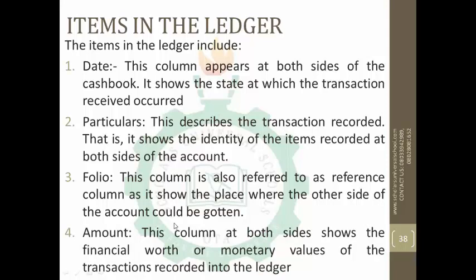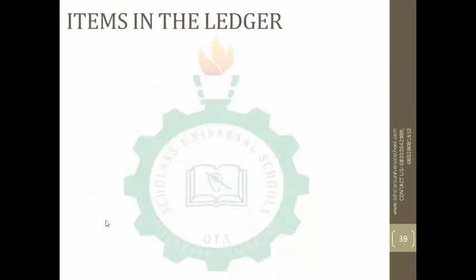And lastly, we have the amount section, and this column at both sides shows the financial worth or monetary value of the transaction recorded in the ledger. Okay, you have made a payment of 35,000 naira as your tuition. So definitely, I'm saying, okay, 3rd of June, particulars, tuition, folio, receipt number 22002, then amount 35,000 naira. So it's as good as that. So that's that.